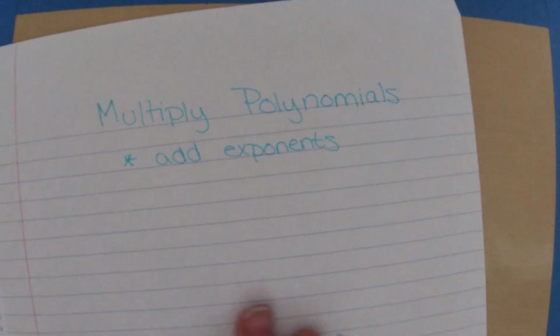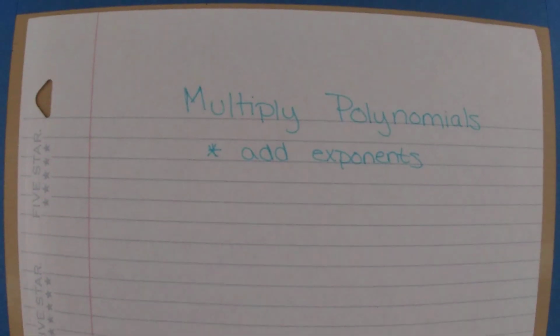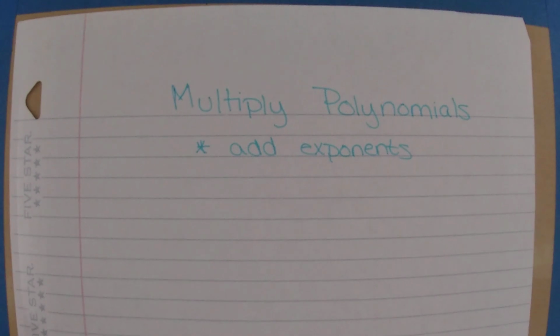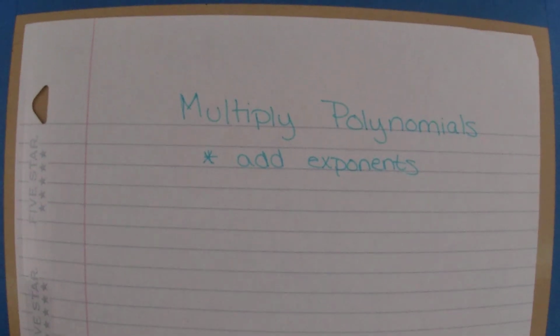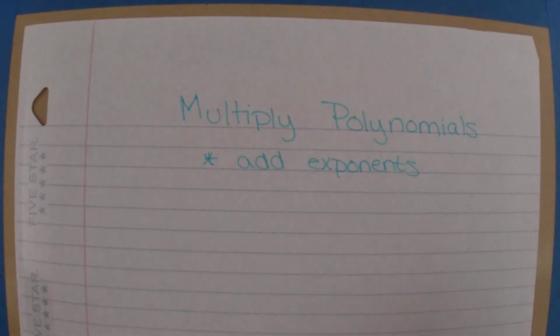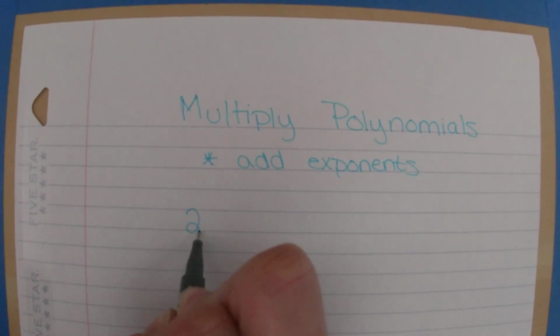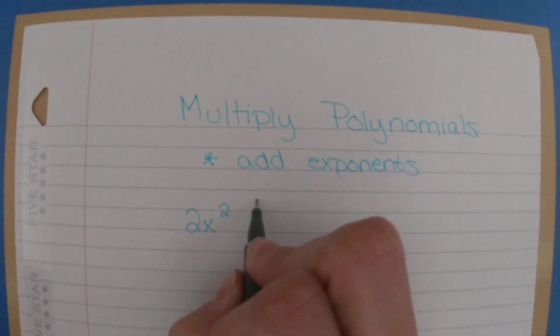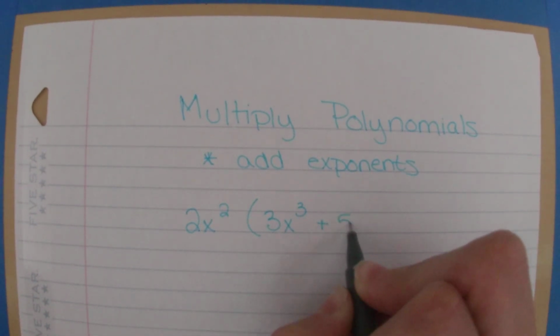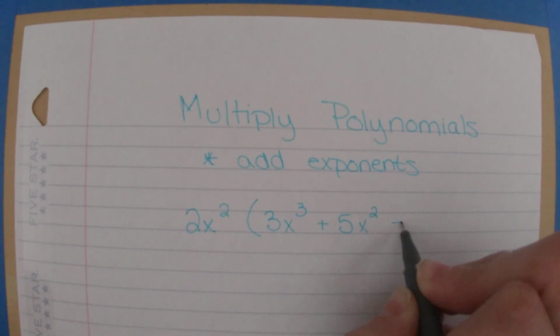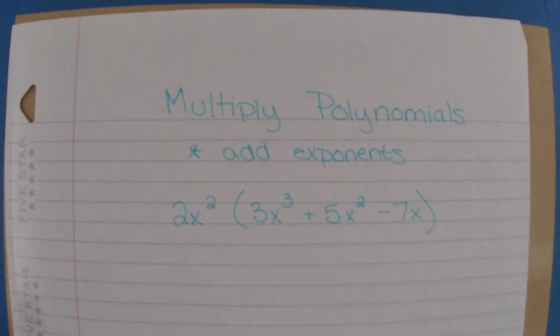Okay, so that's a piece, oops, hit my paper there. That's definitely a piece we need to remember. And we also need to remember the distributive property. Okay, so the basic piece that we need to be okay with is if we have something like 2x squared times 3x to the third plus 5x squared minus 7x.